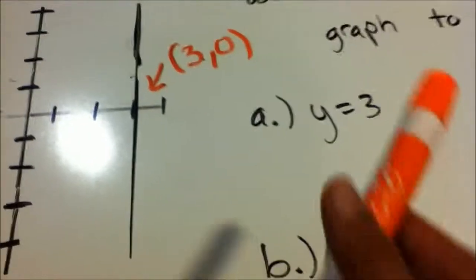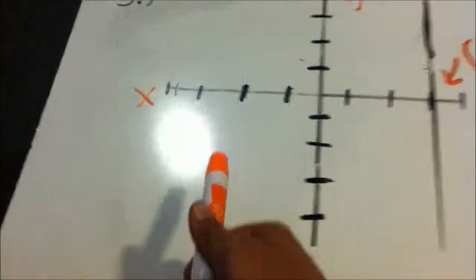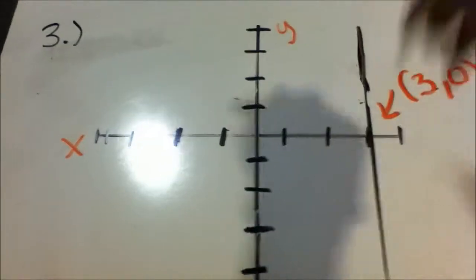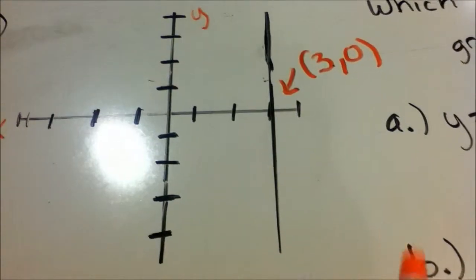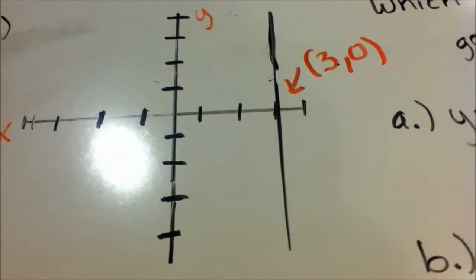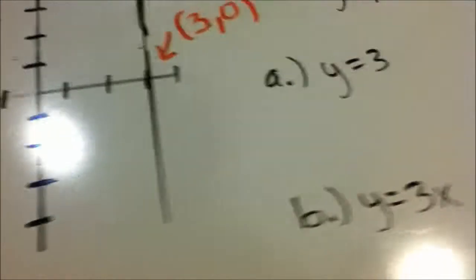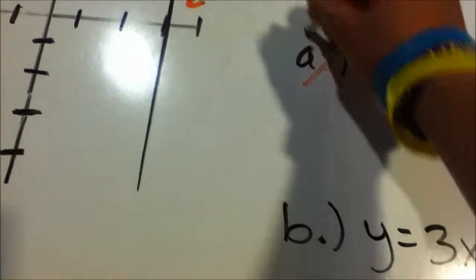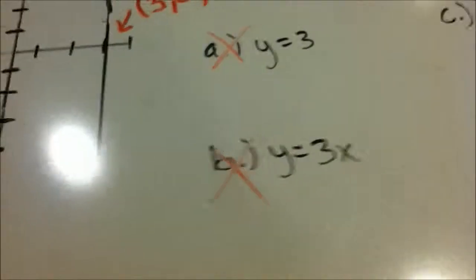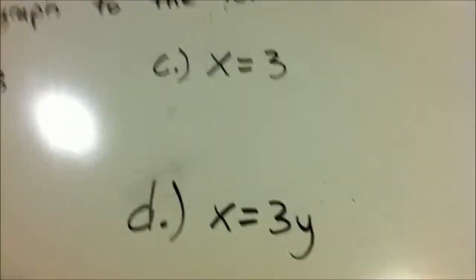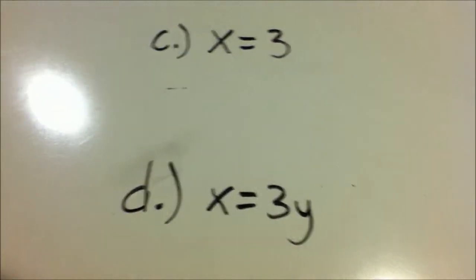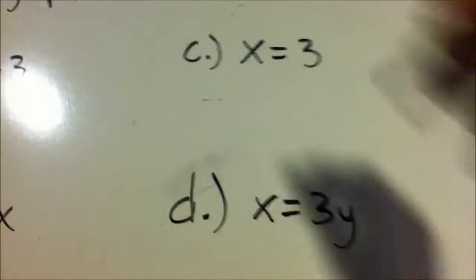Considering that we remember that this is the y, and this is the x. In order for it to be an x, it needs to cross itself. Does this line cross itself? Yeah, it does. So we automatically know that A and B are out because of the fact that's not a y. We look at these guys. X equals 3 or x equals 3y? It should be C.